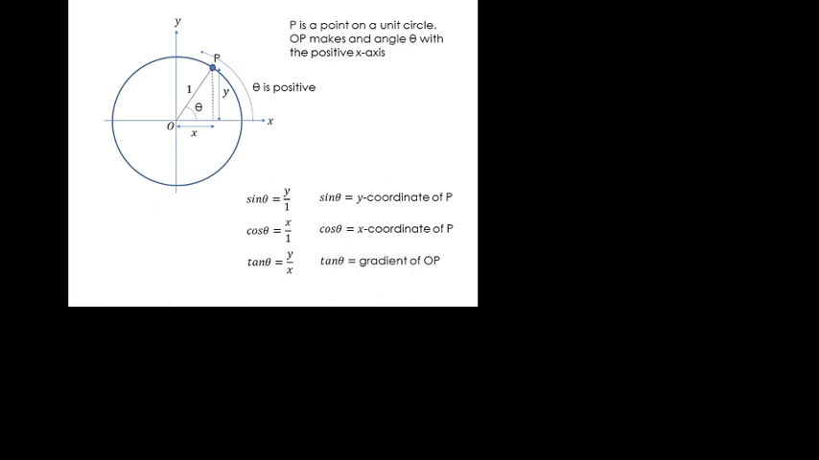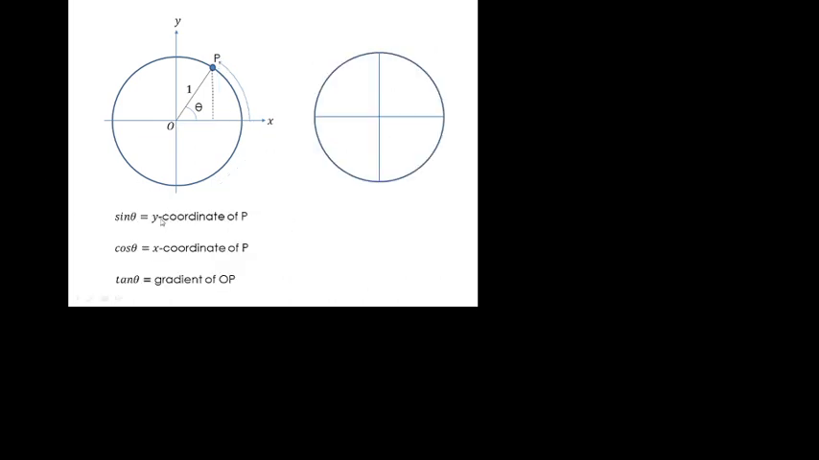So this is for when theta is positive. Whereas if it goes downwards, theta will be negative. On the first quadrant, sine theta will be positive, cos theta will be positive, tangent theta will be positive. What if we go beyond? It means the theta will be more than 90 already. So this is what we call the second quadrant.